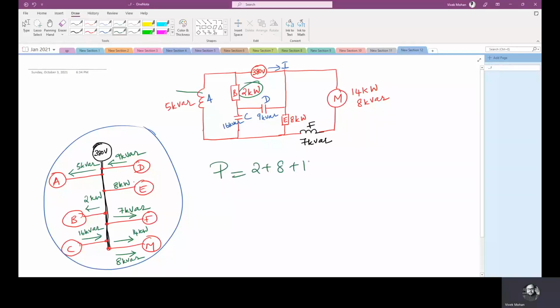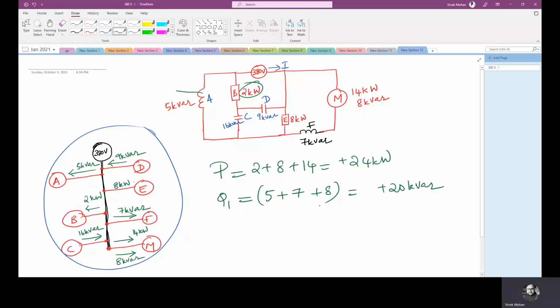So what is the total active power? 2 plus 8 plus 14 equals, I'm writing here, plus 24 kilowatts. Why is it so? These are active power received, right? So these are contributed by active power loads. Now, what is my Q1? 5 plus 7 plus 8, which is equal to plus 20 kVAR, right? So these are reactive power consumptions.